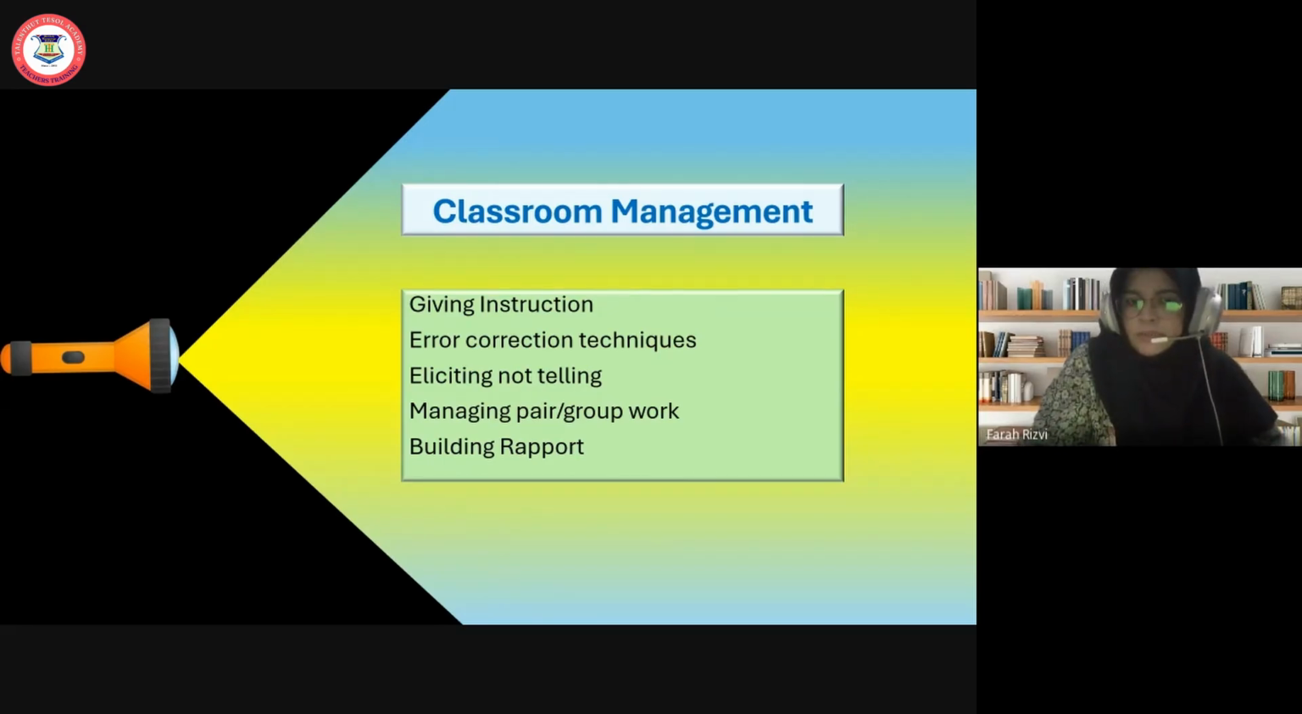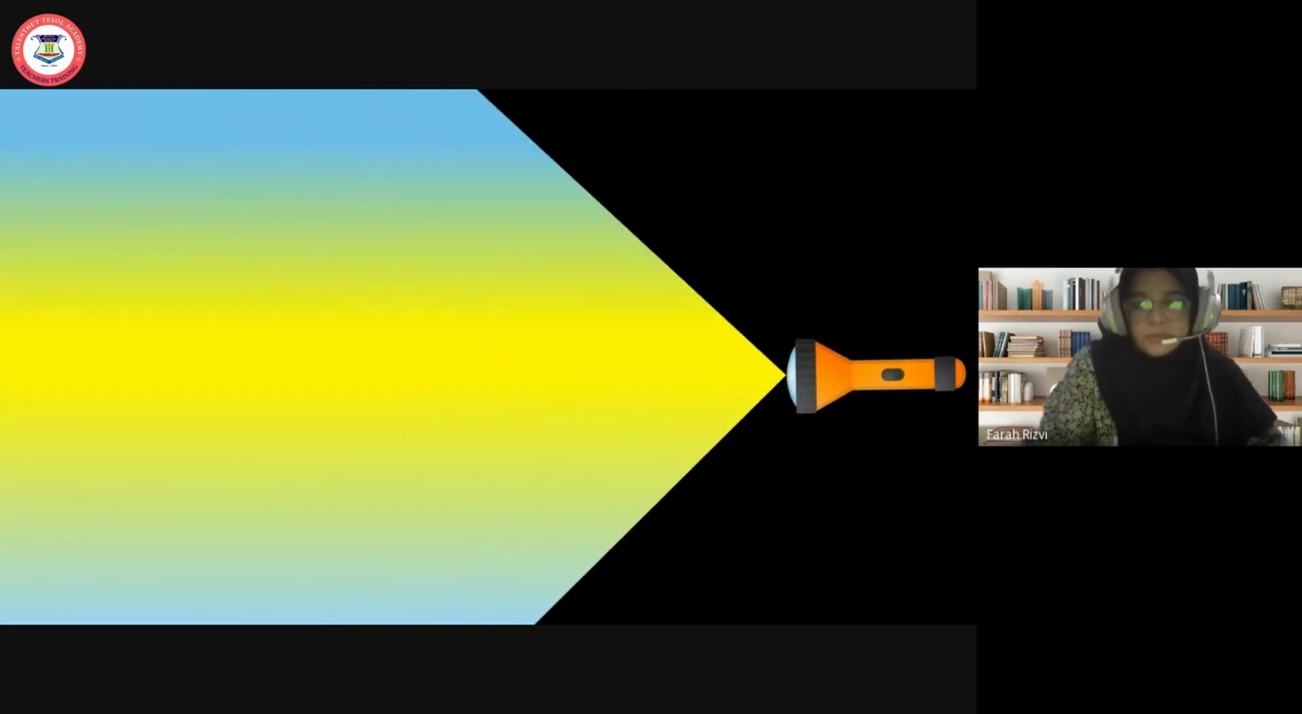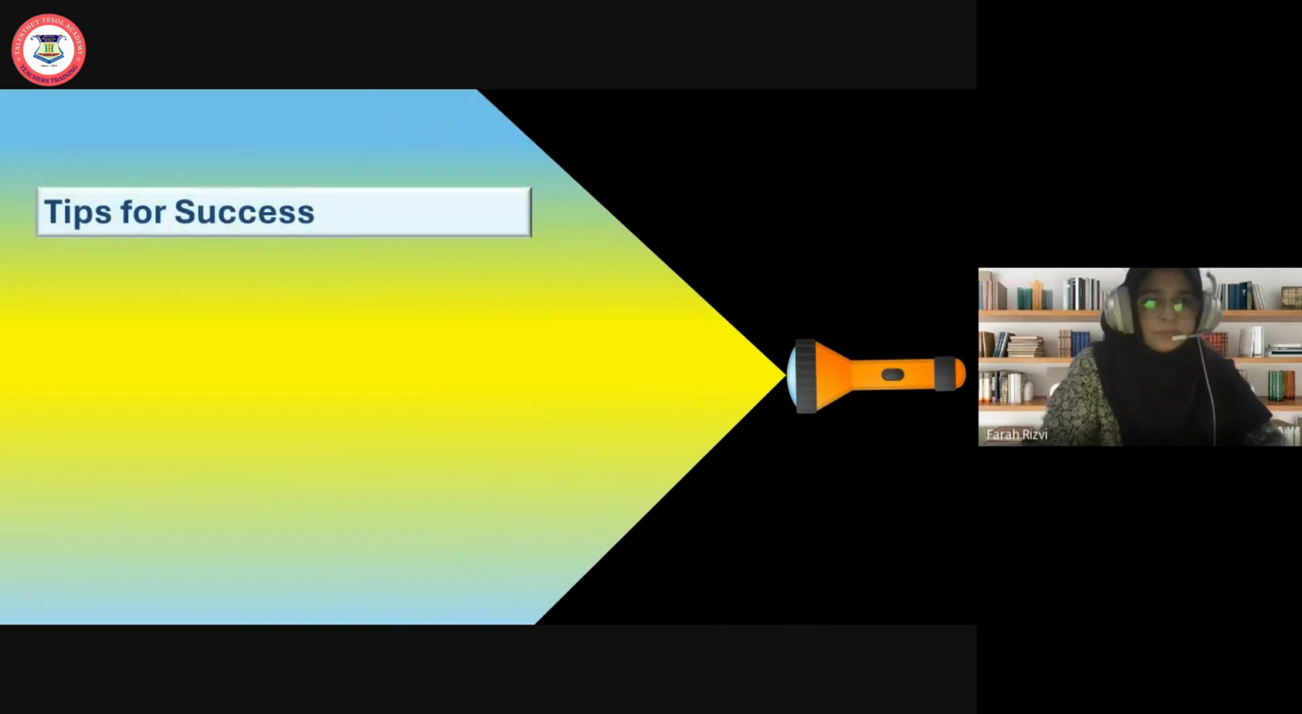Eliciting, not telling. Please do not tell anything in the classroom directly. Always try to elicit through questions or by using pictures. You should be able to manage pair work and group work, because nothing is done individually in your teaching practices when you are delivering in CELTA. Building rapport. You should have a good, healthy, positive, respectful relationship with your students. You need to cater to the needs of the students. It is very important.